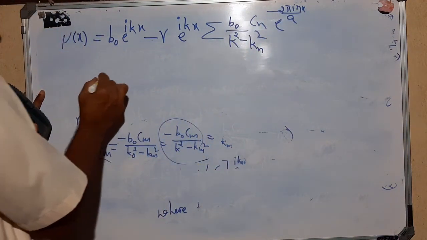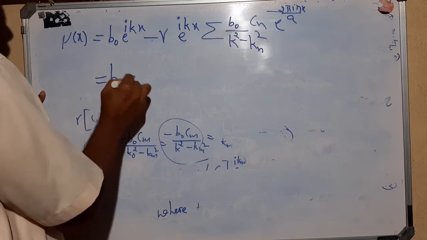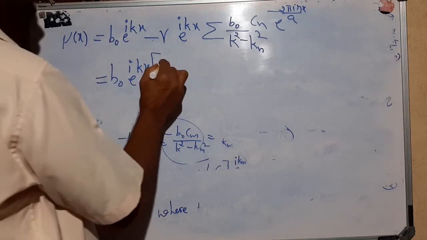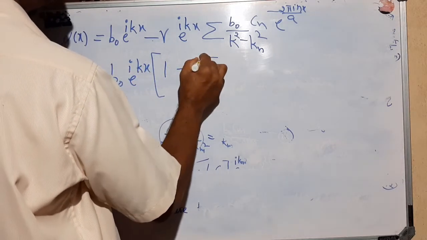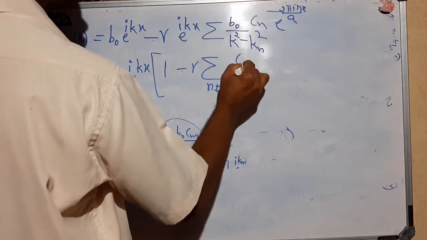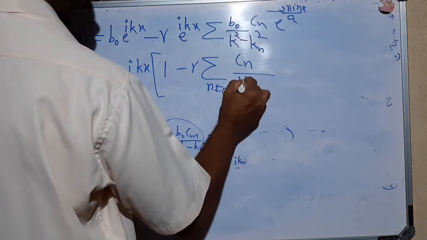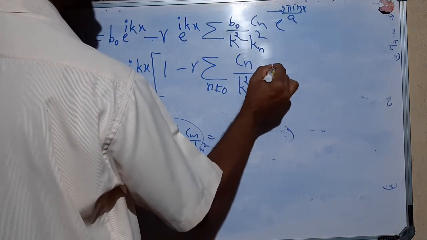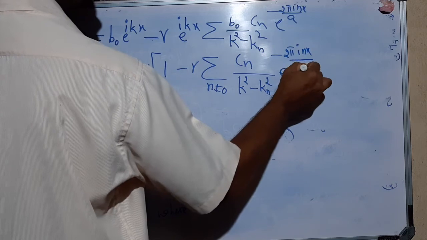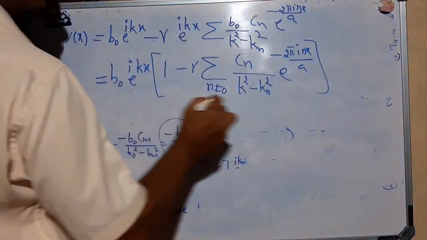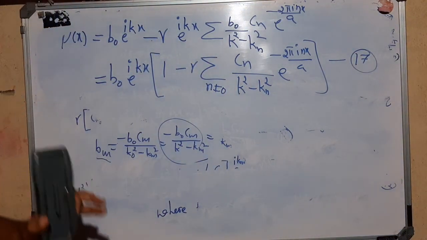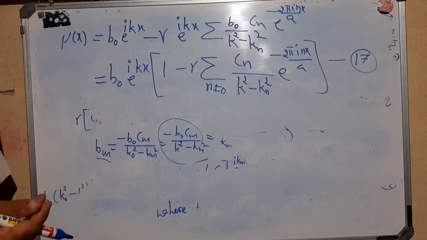Now, what you do is b naught into e to the power ikx is common, take it outside the bracket, then it becomes 1 minus gamma into sigma n not equal to 0, cn divided by (k square minus kn square) into e to the power minus 2 pi inx by a. This is the expression for xi of x now. This is the equation number 17. We will continue our discussion in the next video lecture. Thank you.